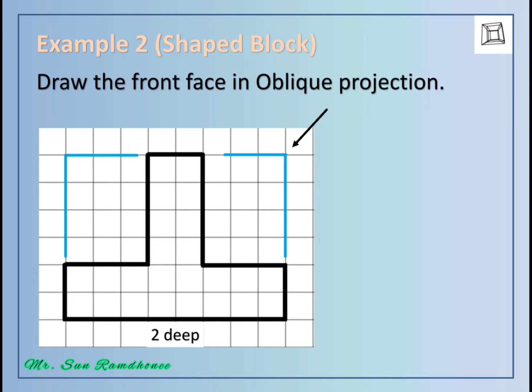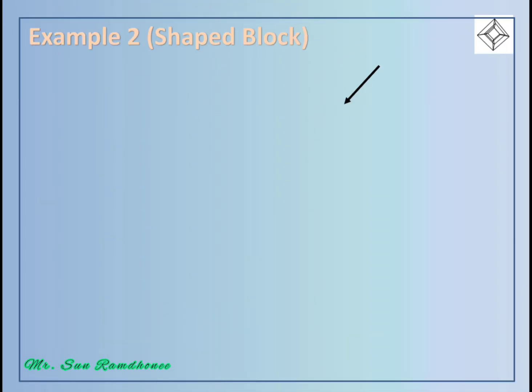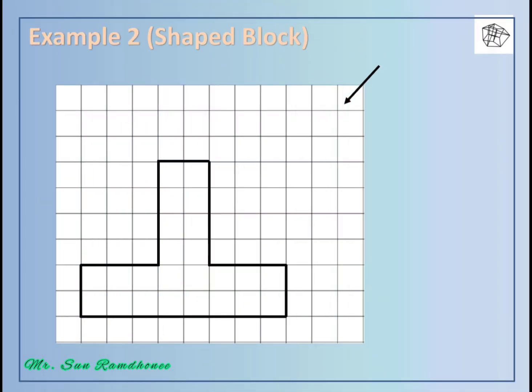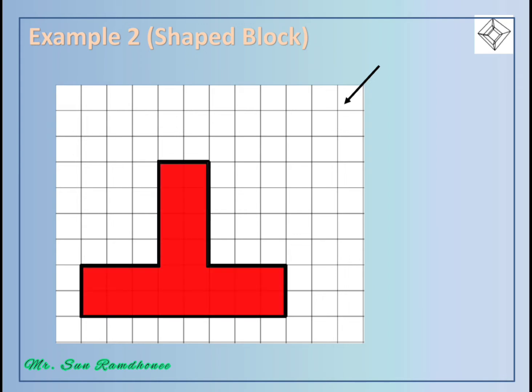In example 2, the direction of depth is to the right and the depth is 2. Similar to the first example, we are going to copy the front face and then we are going to shade it red. Once we have shaded the object, we are going to add numbers to each corner. And then we are going to move the visible parts into depth, which is point 1, point 2, point 3, point 4, point 5.